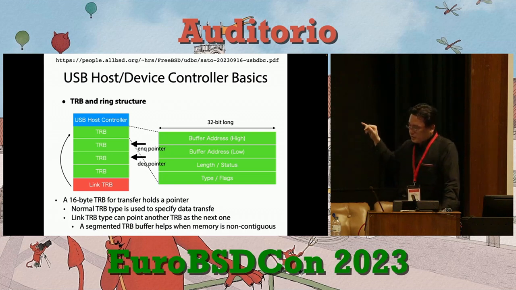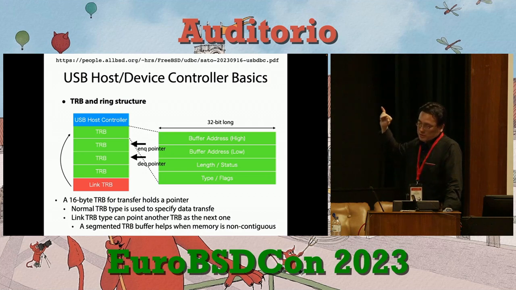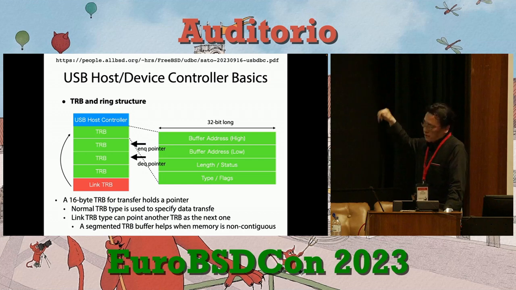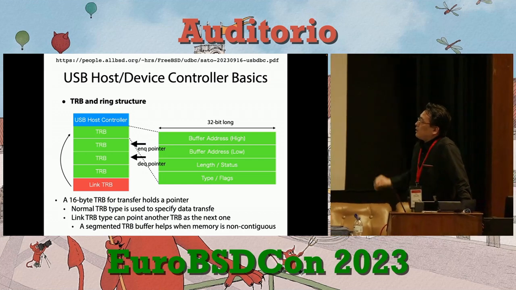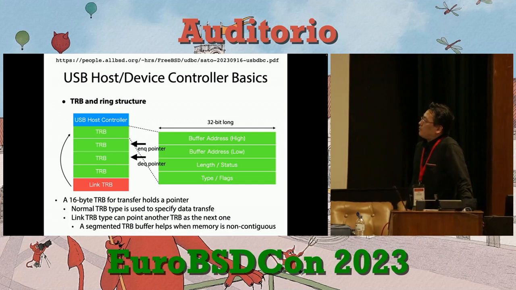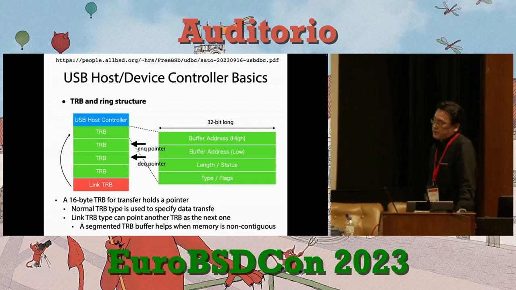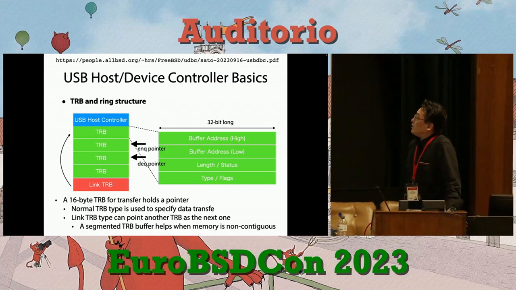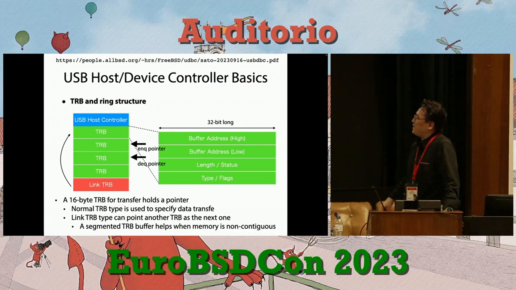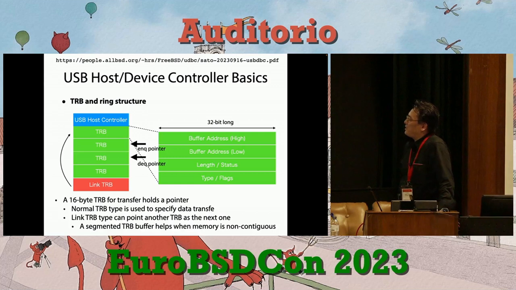So just like a legacy serial port interface, the task of the host controller is reading the data in the array. And actually, the implementation is a ring buffer. So this structure is frequently called a TRB ring. And the ring can be realized by using a special type of TRB called the link TRB.